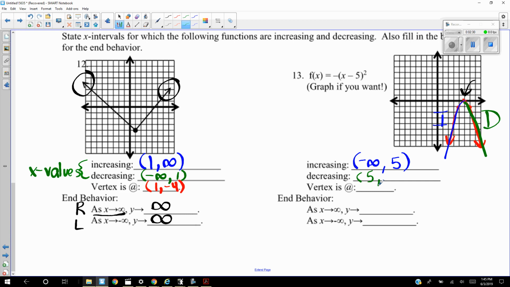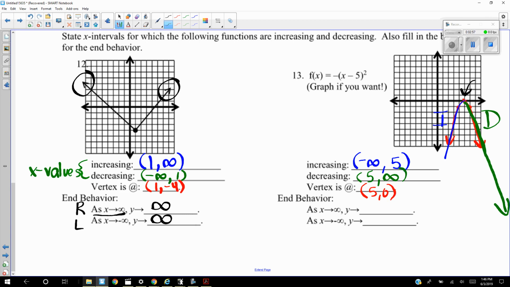Got to be careful here. It's decreasing from 5 to positive infinity. Yes, it's going down, but remember we're looking at the x values, and the x values, as we head this way, we're actually heading to the right. So we're going down and to the right there, so the x values are actually getting bigger. The vertex, we already said, should be at point (5, 0).